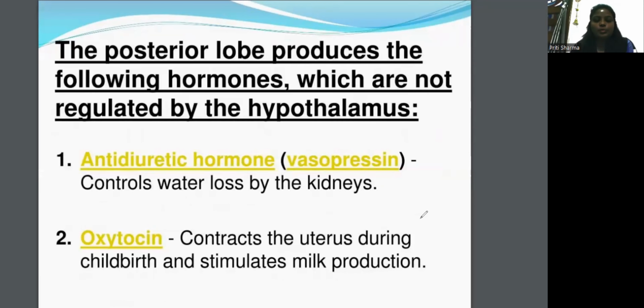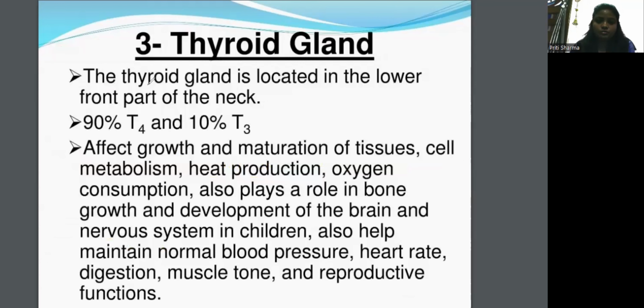Now coming to the posterior lobe. The posterior lobe produces ADH, antidiuretic hormone, that is vasopressin, which controls water loss by the kidneys. The second one is oxytocin, which contracts the uterus during childbirth and stimulates milk production.